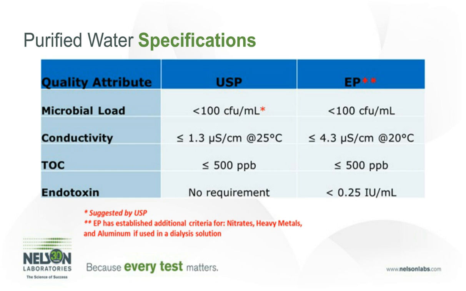Although microbial load is not directly referenced in the monograph for the USP, it is implied that an action level of less than 100 CFU per mL be instituted. Also, another difference is the endotoxin levels: between USP they are not required, whereas in EP they are required at 0.25 IU per mL. And IU is an international unit, which is equivalent to an endotoxin unit.